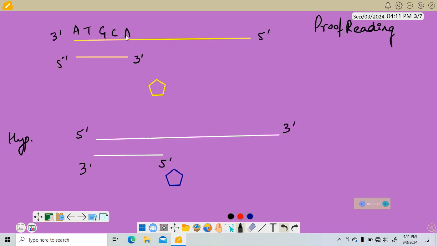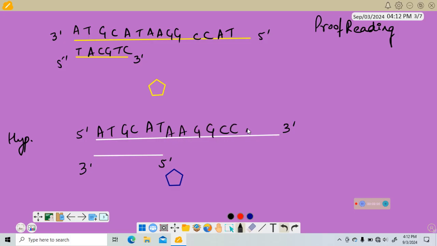If it could happen, if it happens, what will be the result? A T G C A T A G G C C A T, then it will be T A C G T G. Then again here A T G C A T A G G C C A T, here it will come T A C G T G. So here we have 3 dash OH, and here we are having 5 dash.